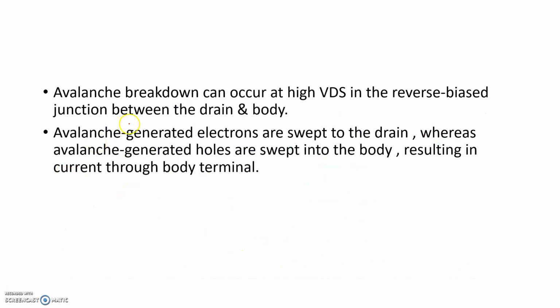So now let's summarize this. Avalanche breakdown can occur at high VDS, high reverse bias potential, in the reverse bias junction between drain and body. This is very important. These are the keywords. If you want to write some notes, this must be there: when the PN junction is in reverse bias, between drain and body, at very high VDS only, avalanche breakdown will occur, and avalanche generated electrons are swept to the drain.